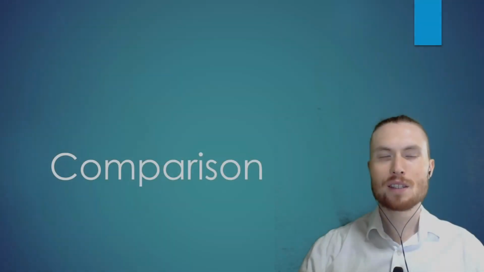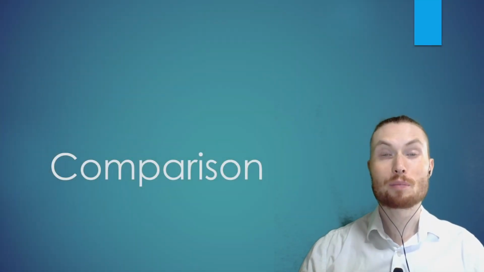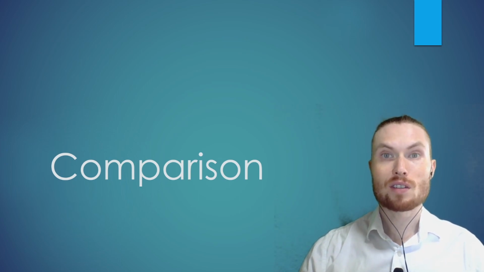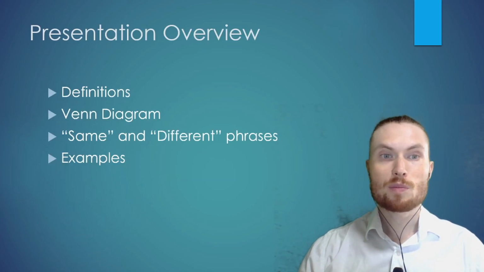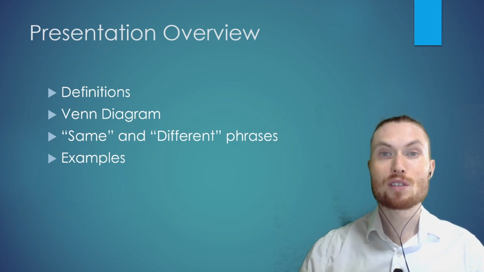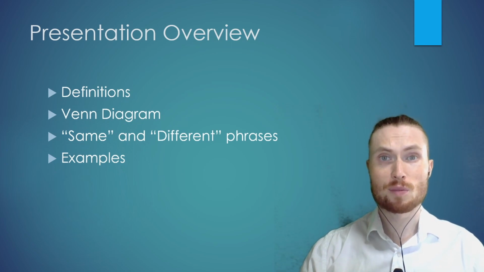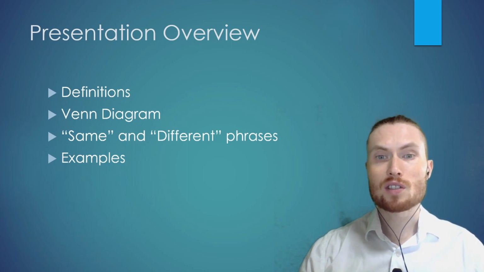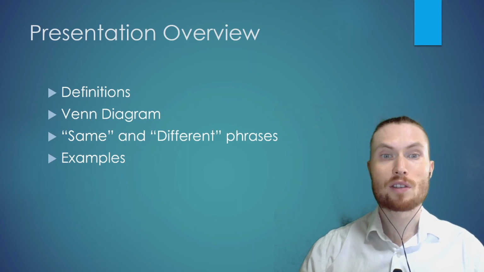Hello. In this video I'm going to talk about how to compare things in English. In other words, how to say what is the same about two things and what is different about those two things. So in this presentation I'll talk about some definitions, and we'll talk about how to use a Venn diagram to talk about the similarities and differences between two things. Then we'll look at some phrases in English to talk about things that are the same and things that are different. And then we'll look at some example sentences.